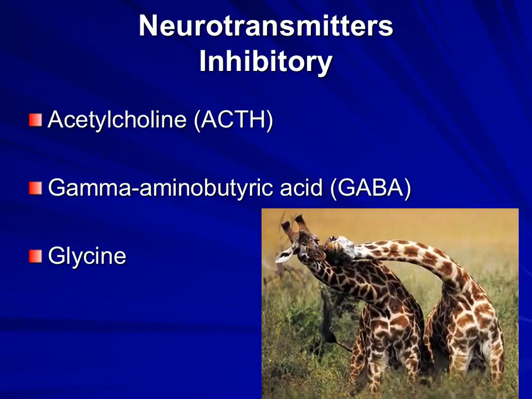Here are our inhibitory neurotransmitter substances. Again, we've got that acetylcholine, so it's going to work in both columns. And our 2 substances now are GABA and glycine. They both begin with a G. So think of a gentle giraffe. It's inhibitory, not excitatory like acid.